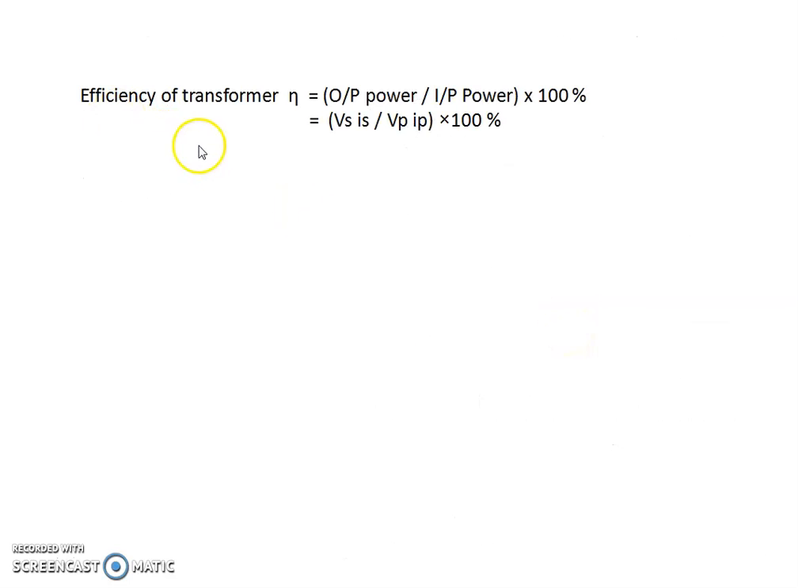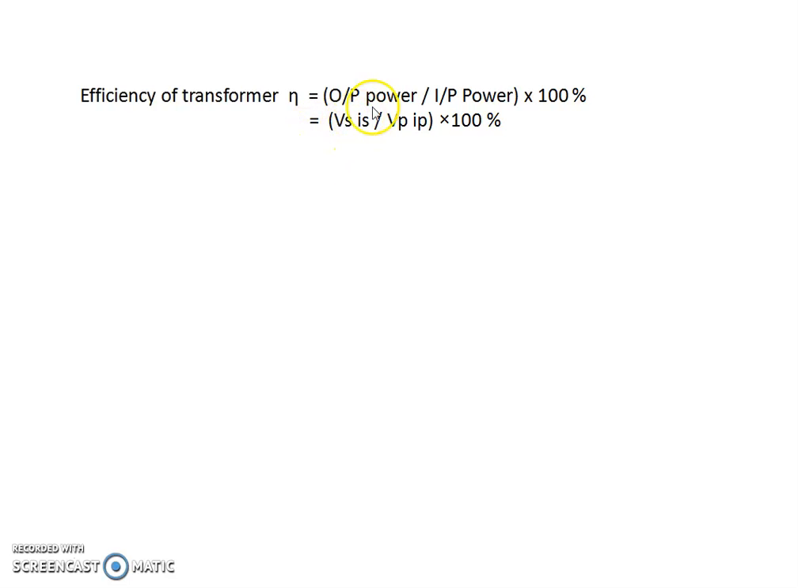Then there is efficiency of the transformer. The efficiency of the transformer, eta, is defined as, efficiency of anything is defined as output upon input into 100%. So here in case of transformer we deal with the power, that is the electrical power, and therefore here efficiency of the transformer is defined as the output power divided by input power into 100%.